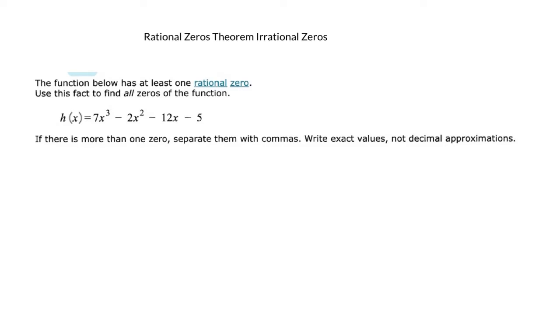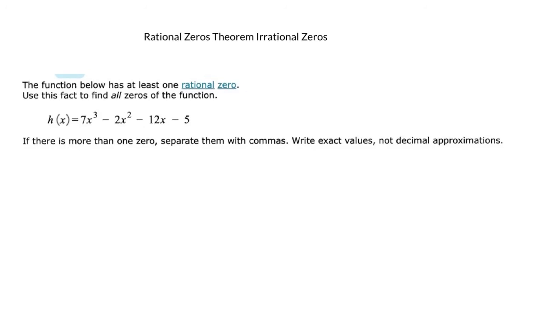I'll be doing a movie on the rational zeros theorem, taking a look at when we have irrational zeros. It tells us in this example that the function has at least one rational zero, and we're going to use this fact to find all the zeros of the problem.